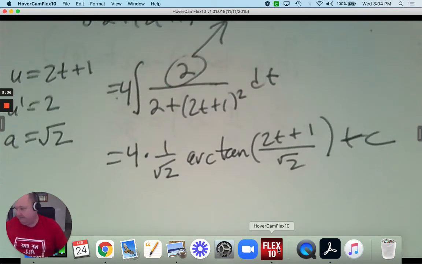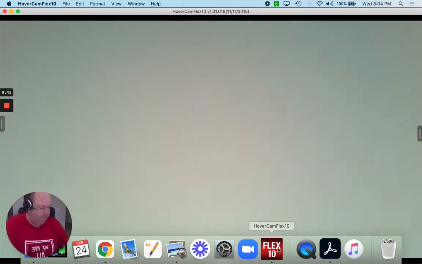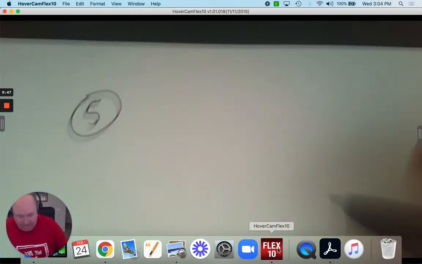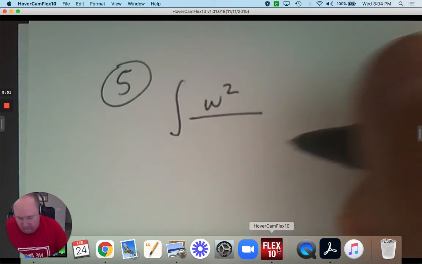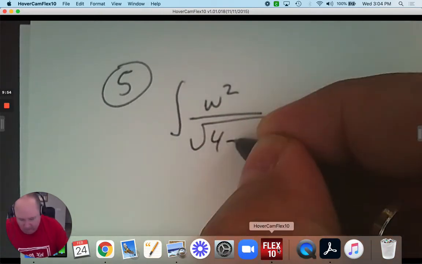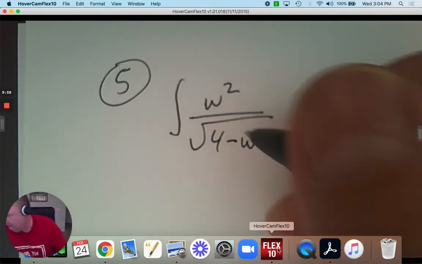And that's it. Number 5. I know it looks worse than it is. I think once you understand the pattern and the formula, it isn't too bad. Integrate w squared over the square root of 4 subtract w to the 6th. Right? My eyesight's going.